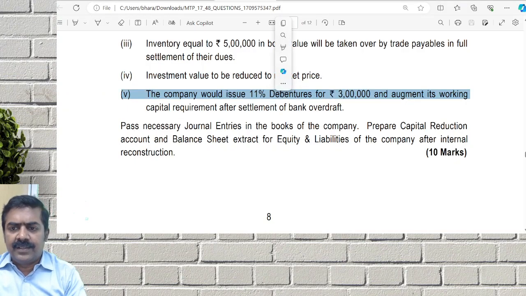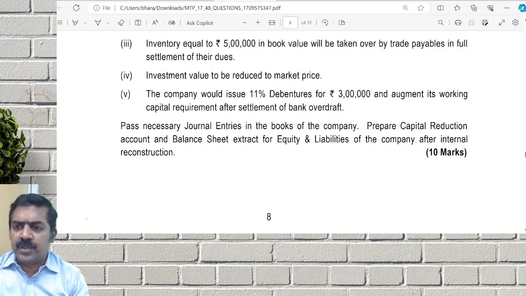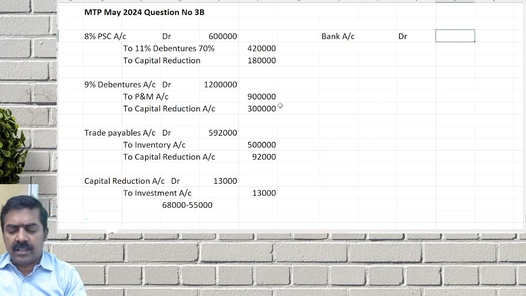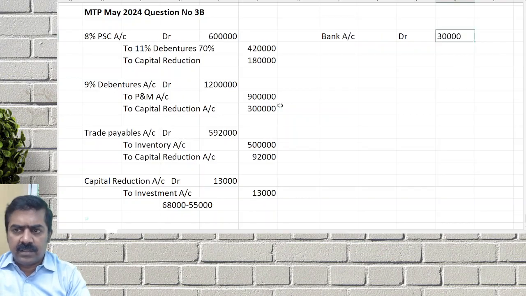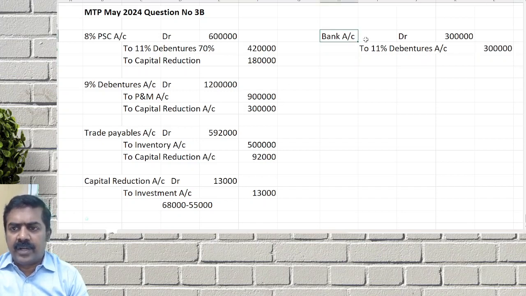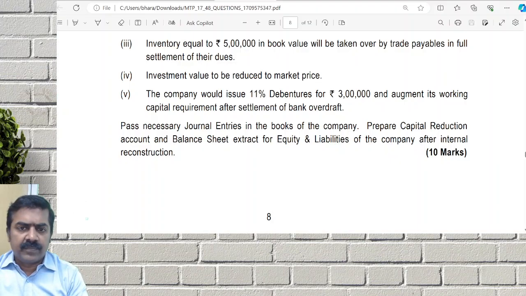We are issuing debentures required for settling which one? Bank OD, overdraft is given. Make a fresh issue. Bank account debit, how much of debentures? 3 lakhs to 11% debentures. Bank account debit to 11% debentures account, 3 lakhs we issued. This will be used for repaying which one? Bank OD.